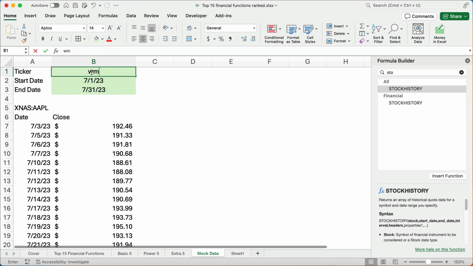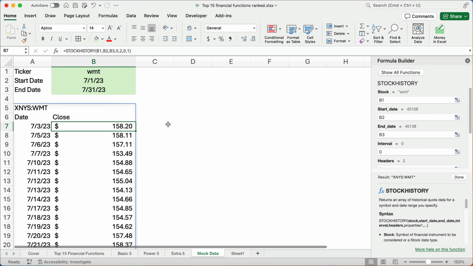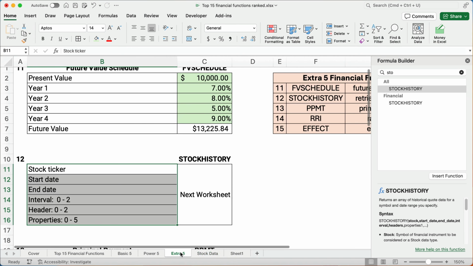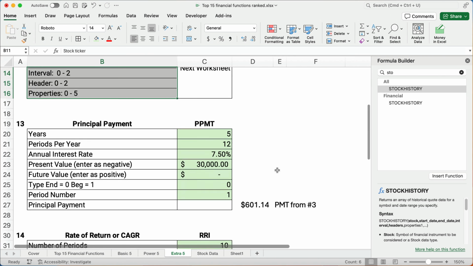Now we can change this. If we did WMT for Walmart, then it changes, the dates are going to be the same, but then the price is different. So this is a very helpful way to get stock prices into Excel very, very quickly, and then you can work with that as a number and so on. All right, the last couple of ones are a little bit smaller here.